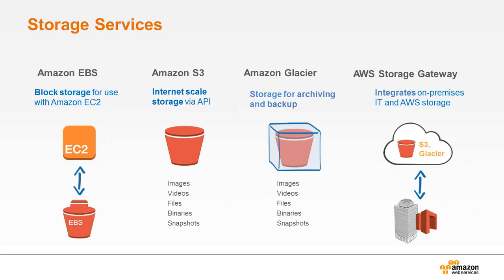From a storage perspective, Elastic Block Store, EBS, provides block-level storage volumes for use with EC2 instances. EBS volumes are network attached and persist independently from the life of an instance. Amazon EBS provides highly available, highly reliable, predictable storage volumes that can be attached to a running EC2 instance and exposed as a device within the instance.